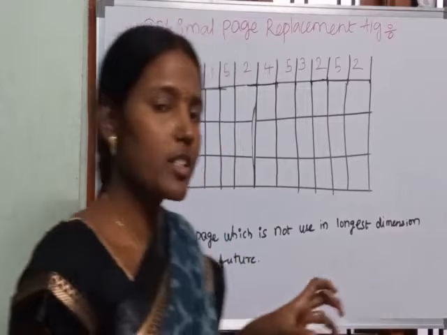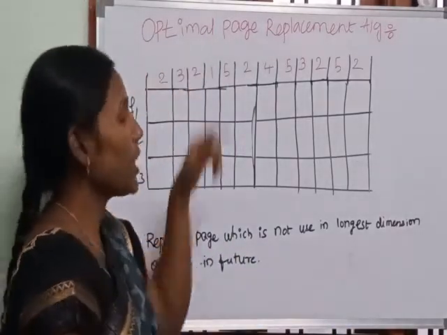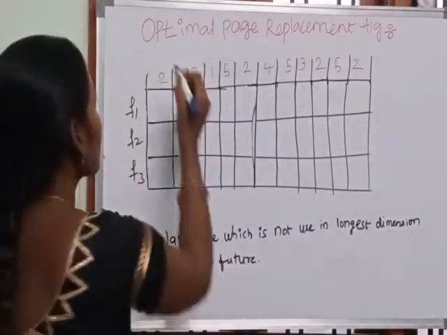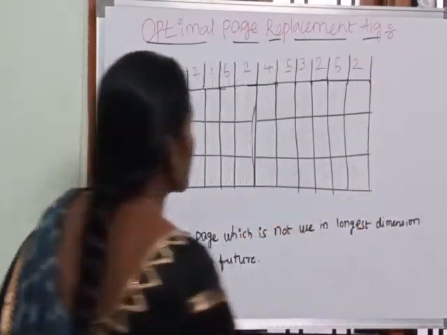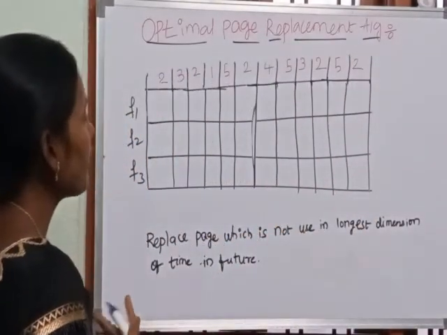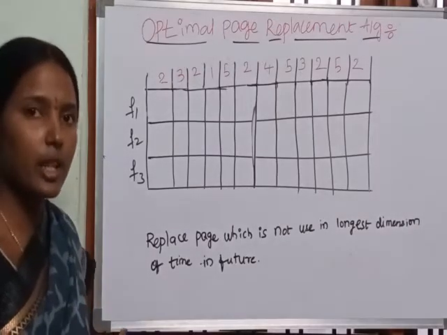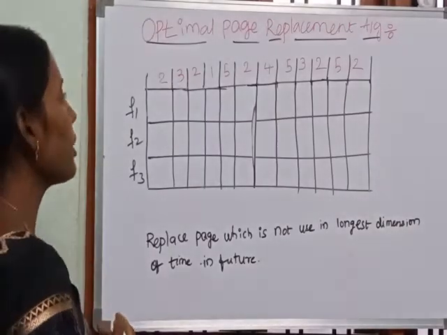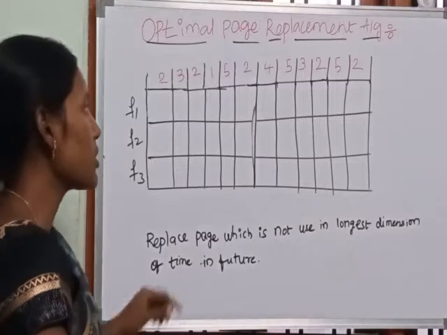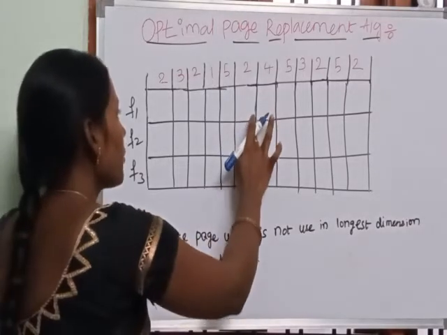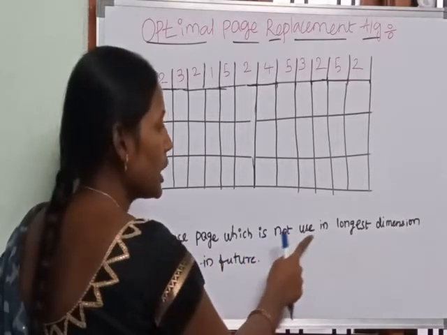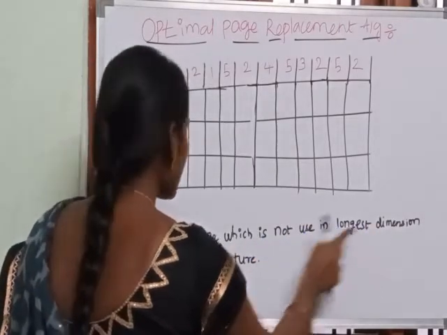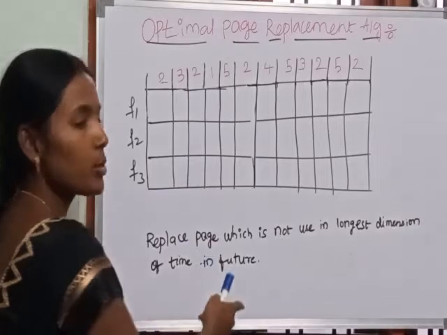Now we are going to discuss the optimal page replacement algorithm. In the last video we discussed FIFO and least recently used algorithms. Now this is the optimal page replacement algorithm. In this algorithm, what page is to be replaced? Replace the page which is not used for the longest duration of time in the future.